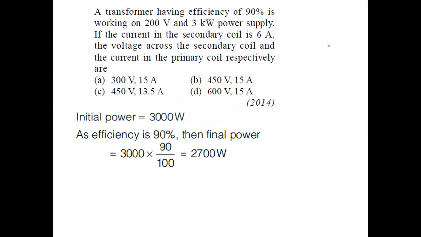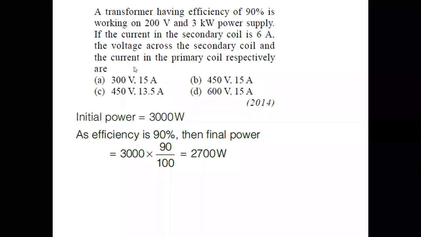And this is very simple. A transformer having efficiency 90% is working on 200 volt and 3 kilowatt power supply. If the current in the secondary coil is 6 ampere, the voltage across secondary coil and the current in the primary coil respectively are. Do remember, the question is simple. You need to calculate the voltage in secondary and the current in the primary.